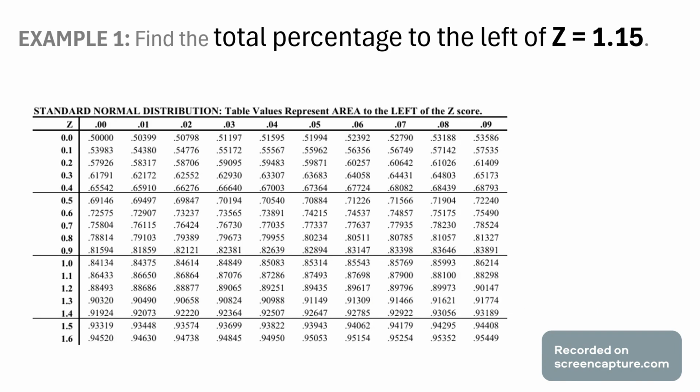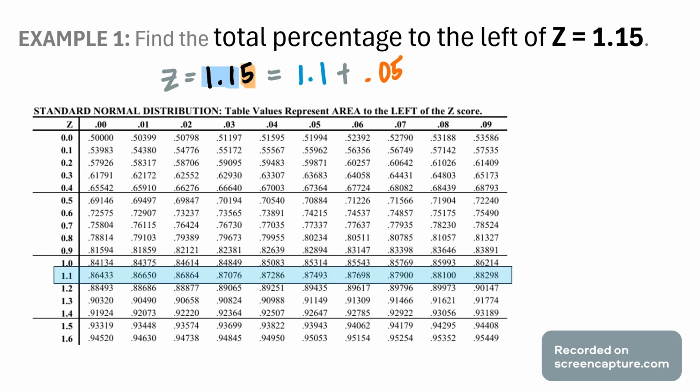So, how do we use the standard normal or z table? Let's have an example. What is the total percentage to the left of z equals 1.15? Because our z is positive, we need to use the table for positive values of z. Next, using our given z equals 1.15, we split it into 1.1 and 0.05. This is obvious since 1.15 equals 1.1 plus 0.05.